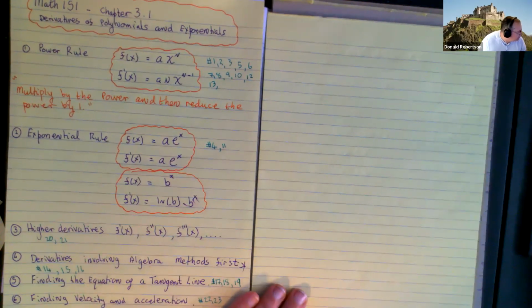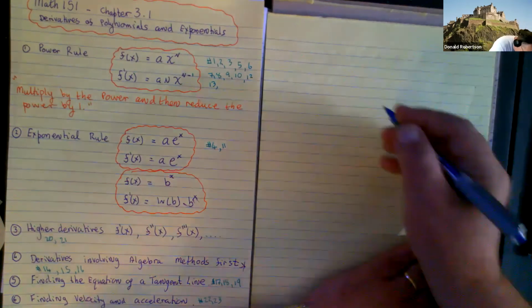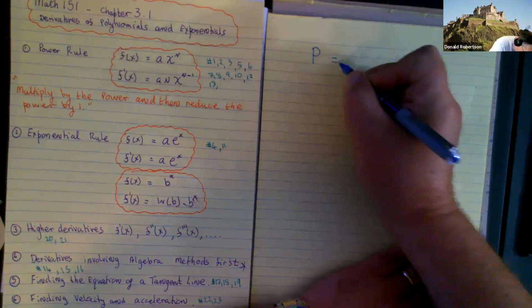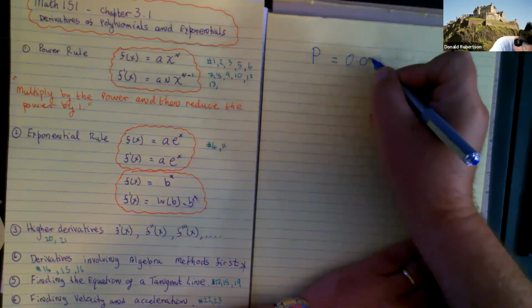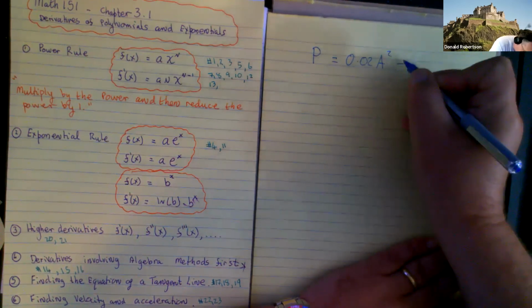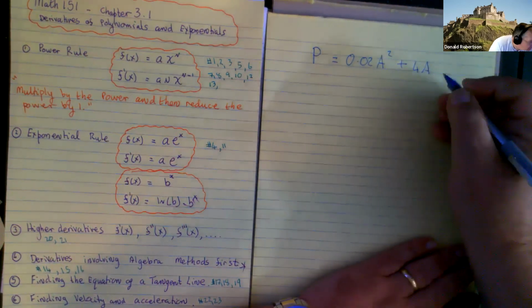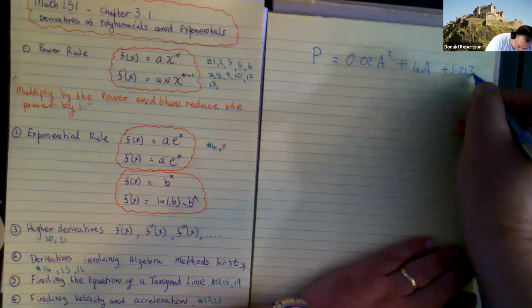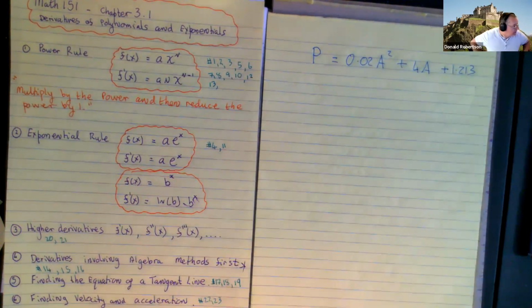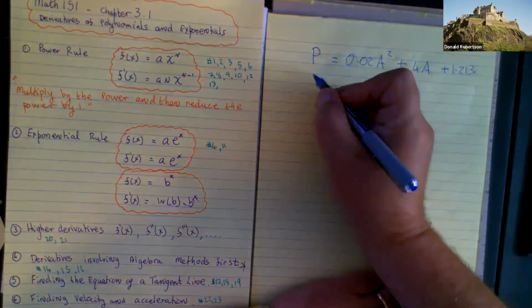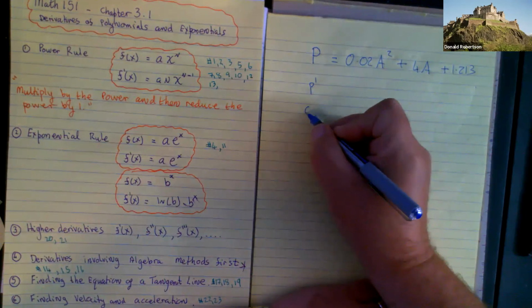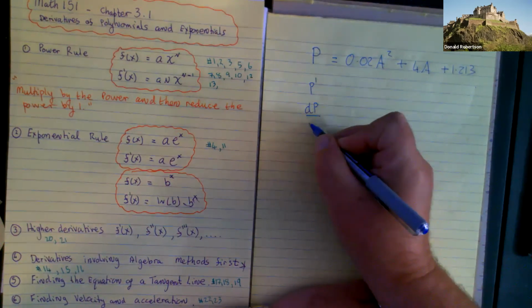Where shall I go next? Suppose we give you a formula. I'm just making this up, and P is equal to 0.02a squared plus 4a, plus 1.213. Now, if you wanted to differentiate this, you could call it P dashed. You can also call it dP by dA.